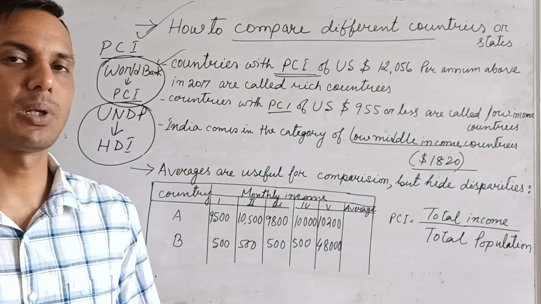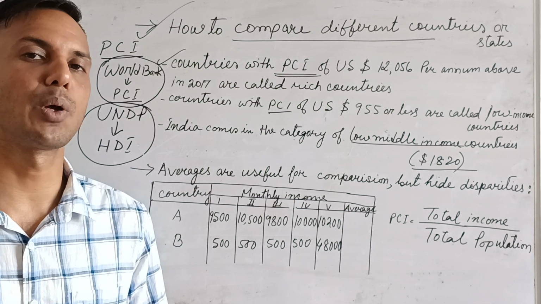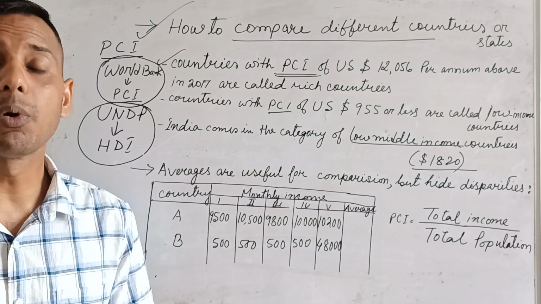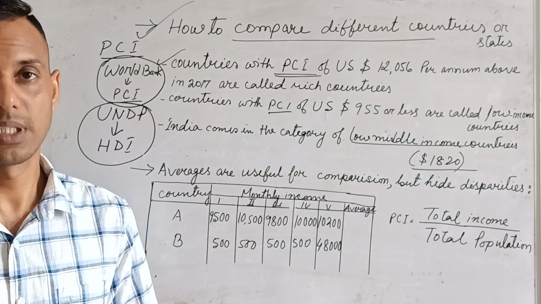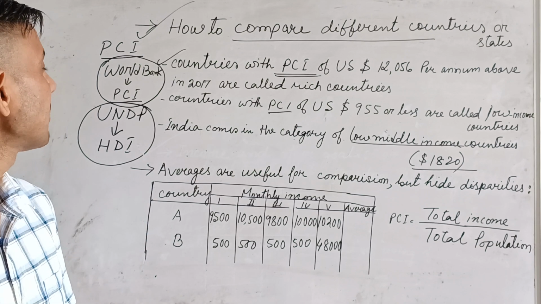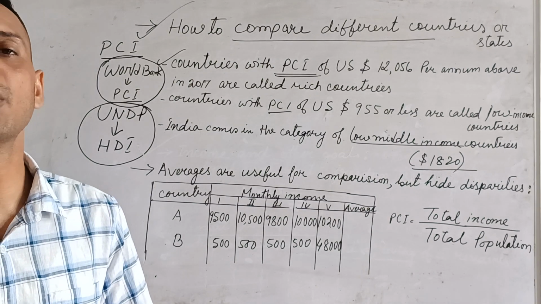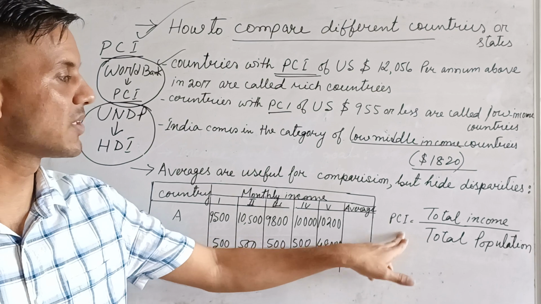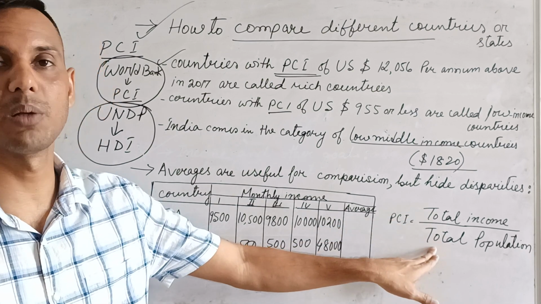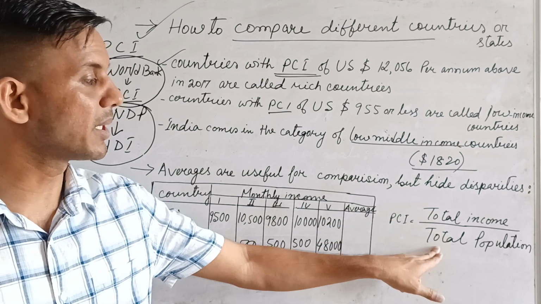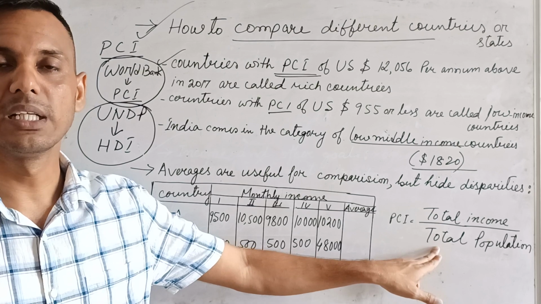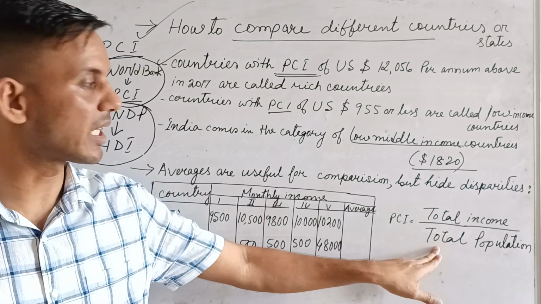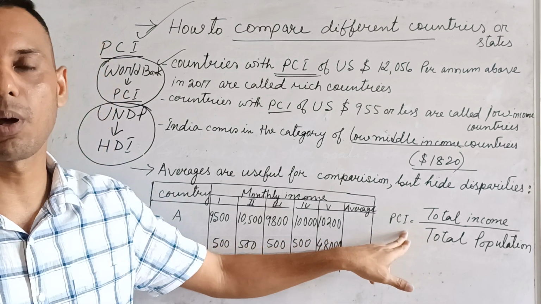For example, India is the 5th largest economy in the world. But why is India not a developed country? Because of population. Clear? So PCI, per capita income, depends on the population. I have written here, PCI is equal to total income divided by total population. So it depends on the population. More population, then less PCI. So it is not correct to take PCI as a measurement of development.